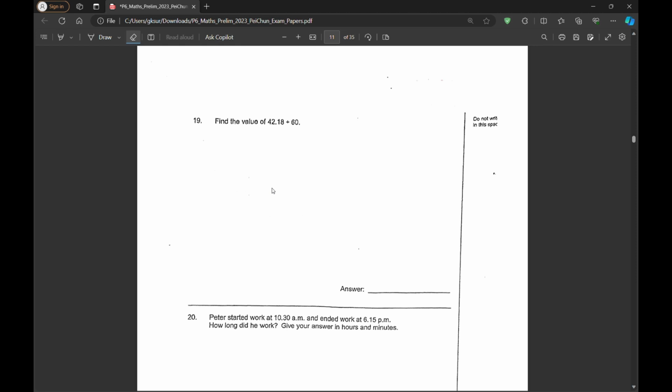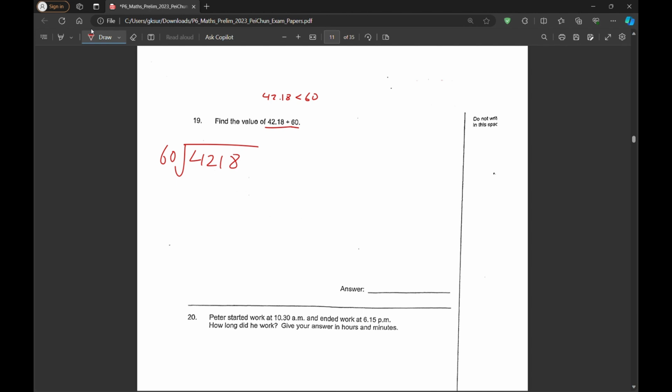Moving on to question 19, find the value of 42.18 divided by 60. So for such questions, it may seem daunting looking at the decimal place in the first number, which makes this smaller than the second number and hence the division impossible. However, it's just best to ignore the decimal place and continue doing the long division just as we've done in the previous questions.